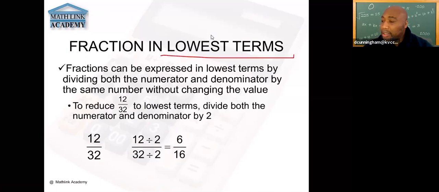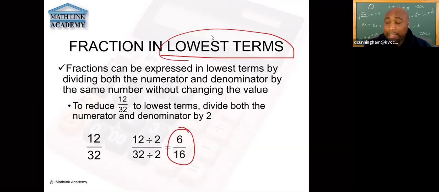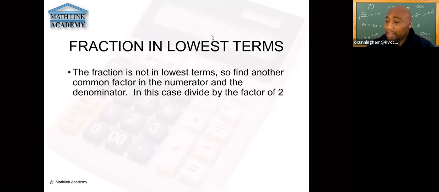This 6/16 is reduced, but it's not to the lowest term, because 2 can also go into 6, and 2 can also go into 16. So let's continue to do the same thing we did before. 2 can go into 6 3 times, and 2 can go into 16 8 times. That will be our answer, because 3/8 is the lowest terms. There are no other numbers besides 1 that can go into 3 and 8 evenly. So 3/8 is our lowest term.